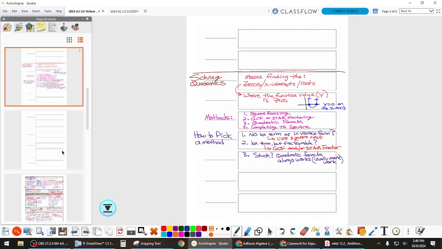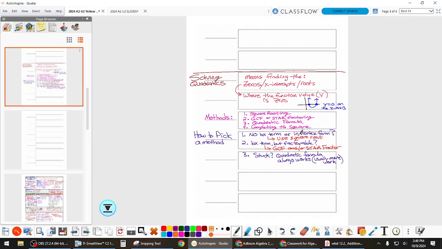So just a quick video on solving by square rooting and, just as a review, by factoring. I want you to review these notes that we took and notice that we had four methods, but really you'll only probably use the first three.